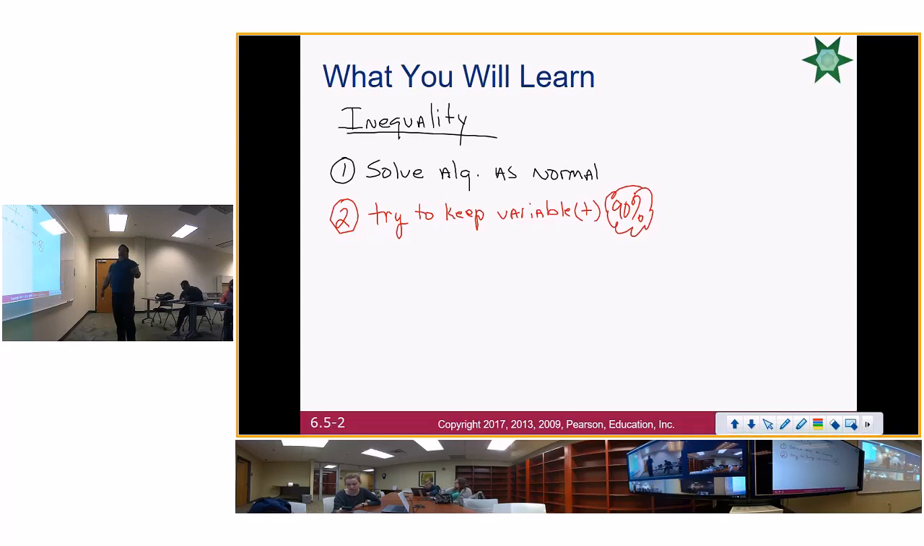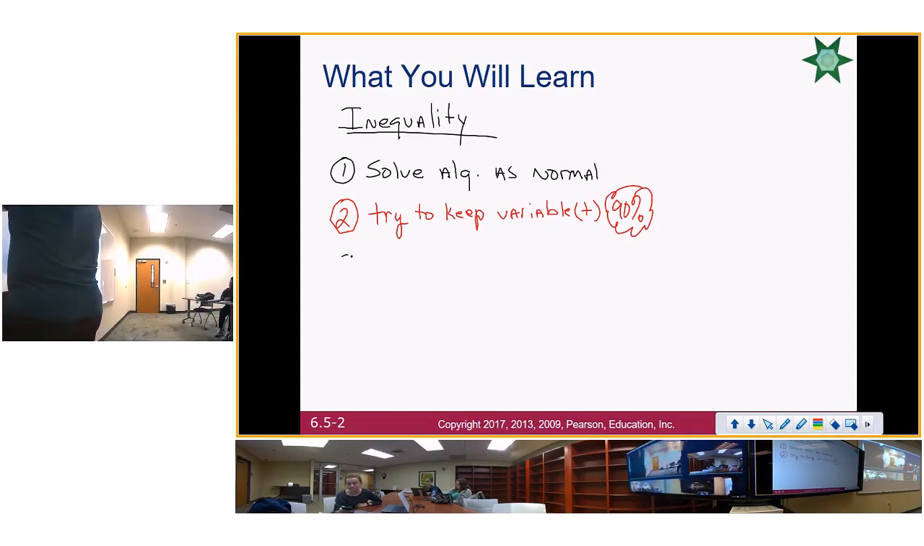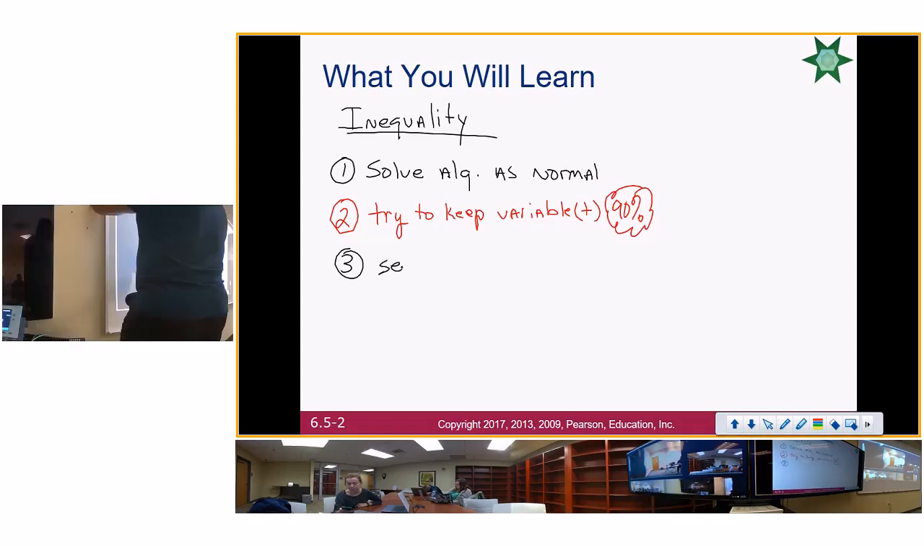Okay? Why do I teach keeping the variable positive? Because if you keep the variable positive, you don't have to worry about two more rules that you have to do to get the final answer. And I don't believe in doing busy work. So I'm not going to take time teaching you those last two steps when you don't have to do them. Okay? After you solve it, then you have to write it a certain way. Set builder notation.